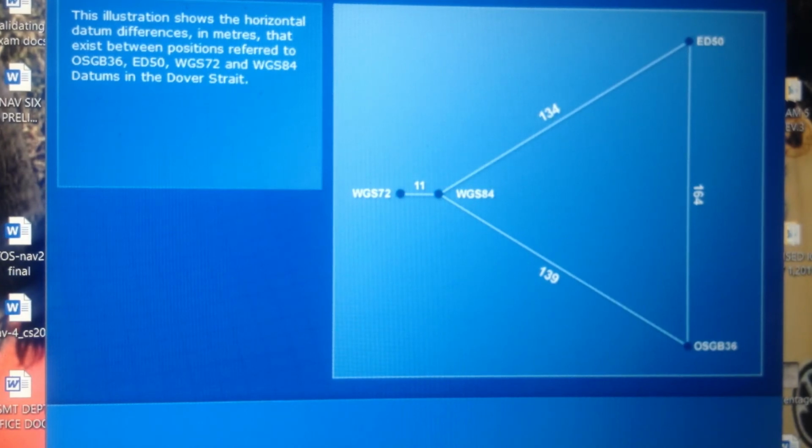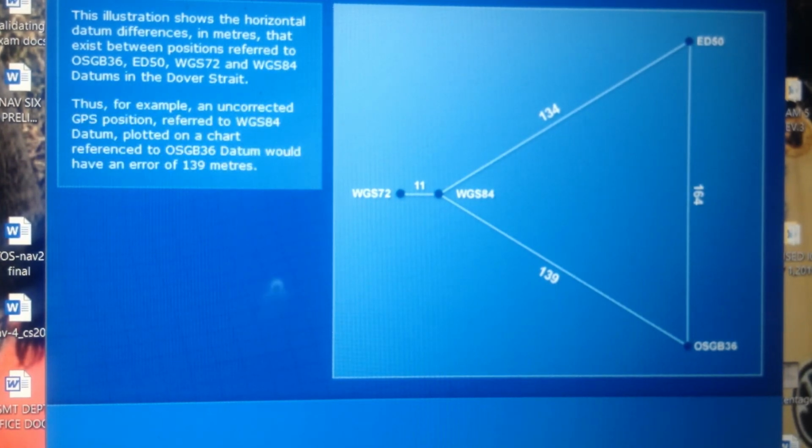This illustration shows the horizontal datum differences in meters that exist between positions referred to OSGB 36, ED 50, WGS 72, and WGS 84 datums in the Dover Strait. Thus, for example, an uncorrected GPS position referred to WGS 84 datum, plotted on a chart referenced to OSGB 36 datum, would have an error of 139 meters.